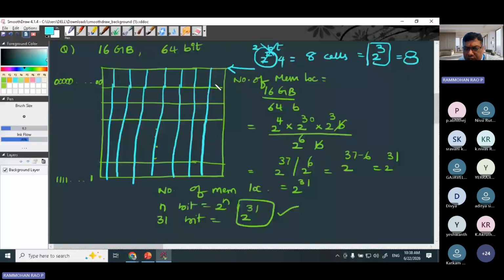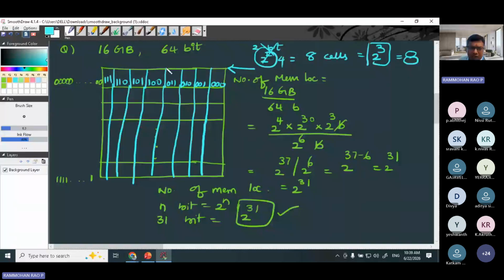So let me label these as 000, 001, 010, 011, 100, 101, 110, and 111. So another 3 bits I need to access a particular byte in the main memory.